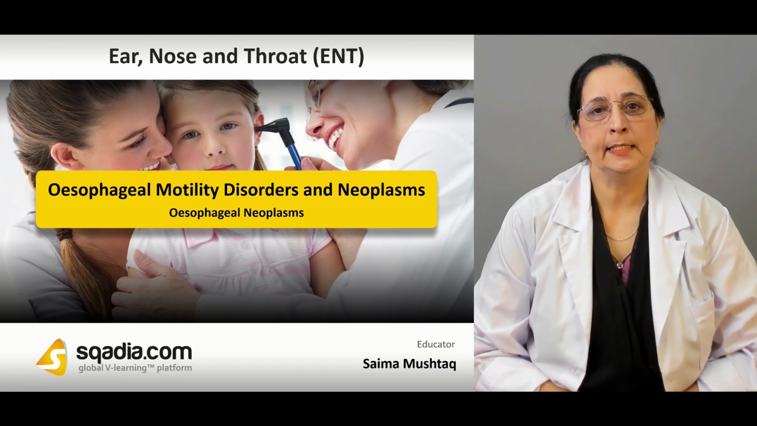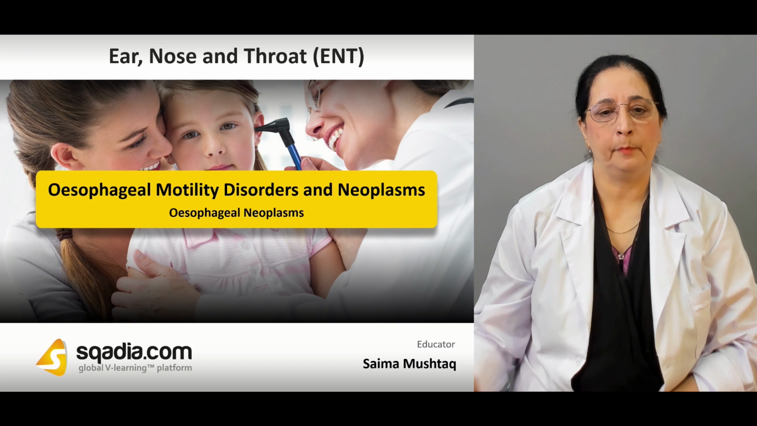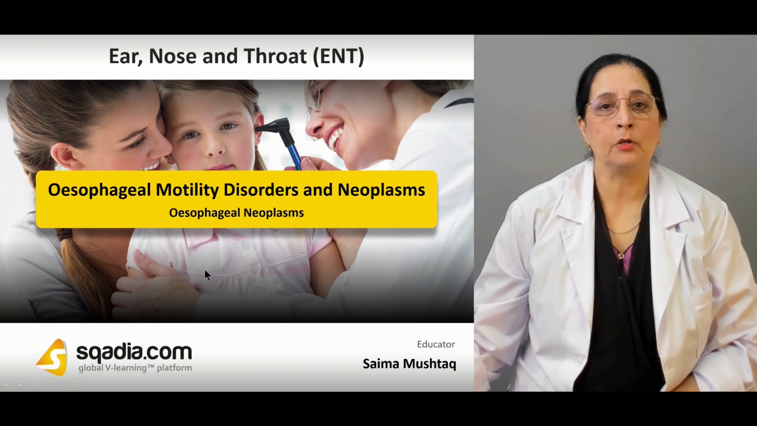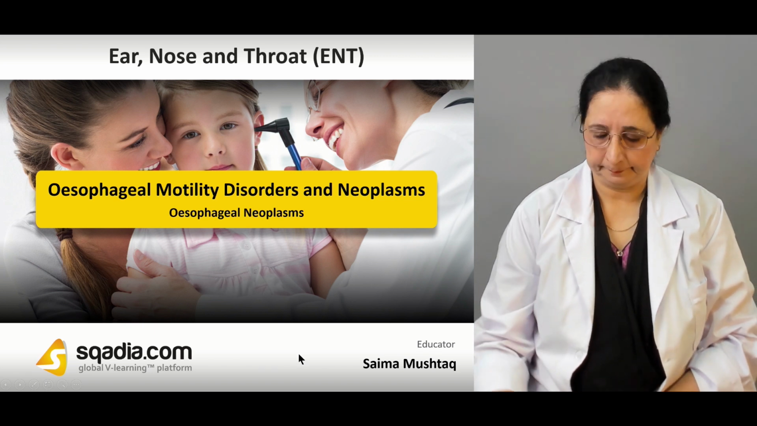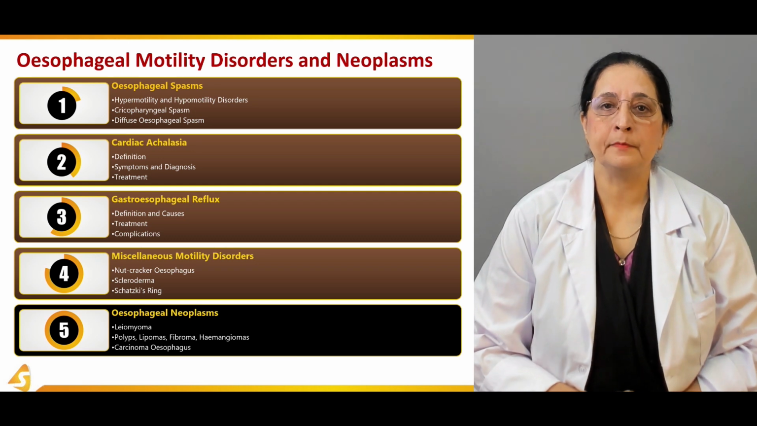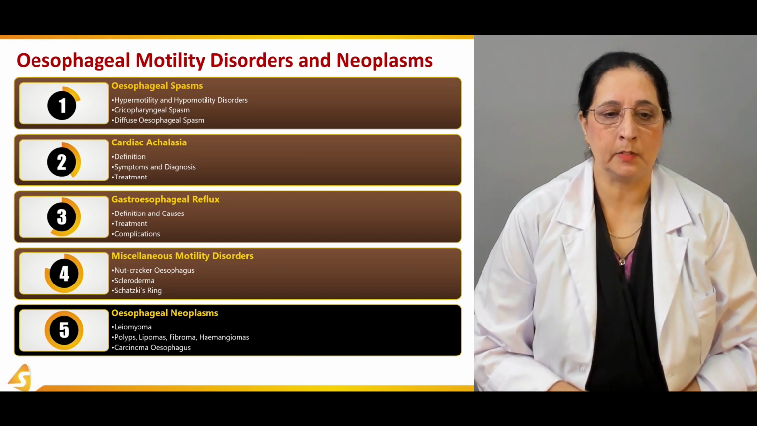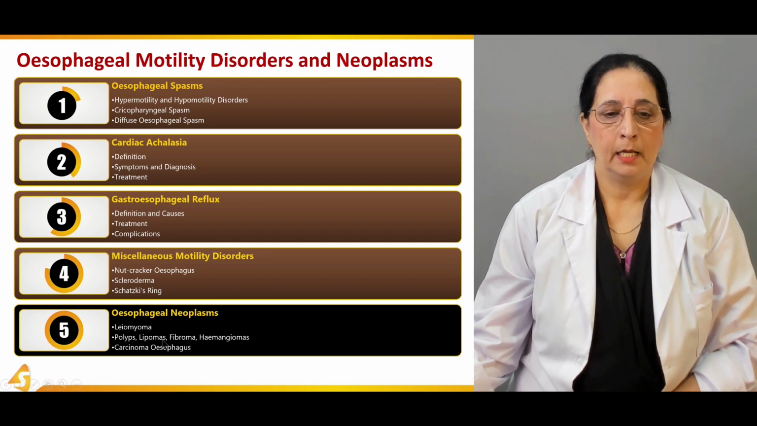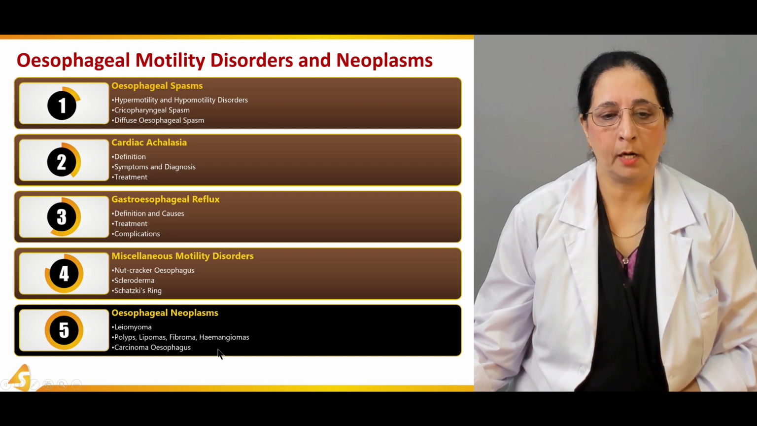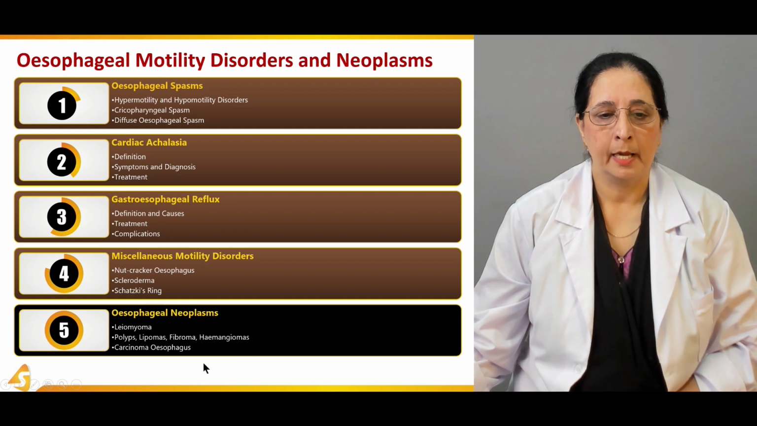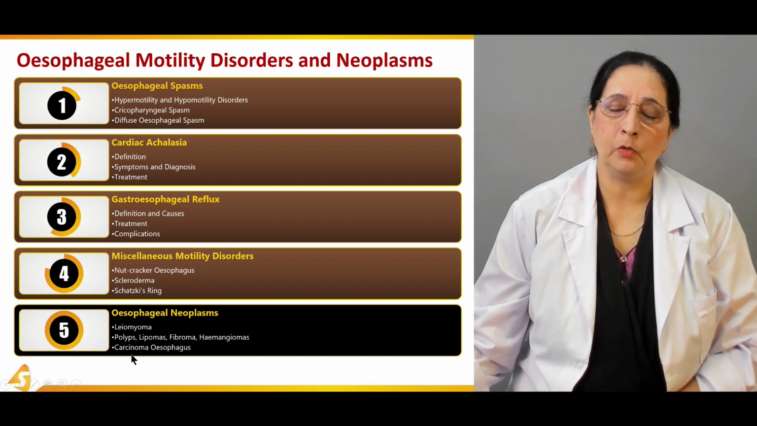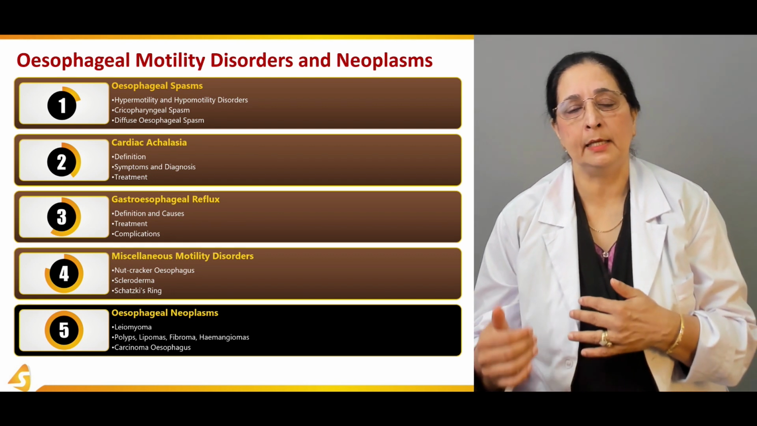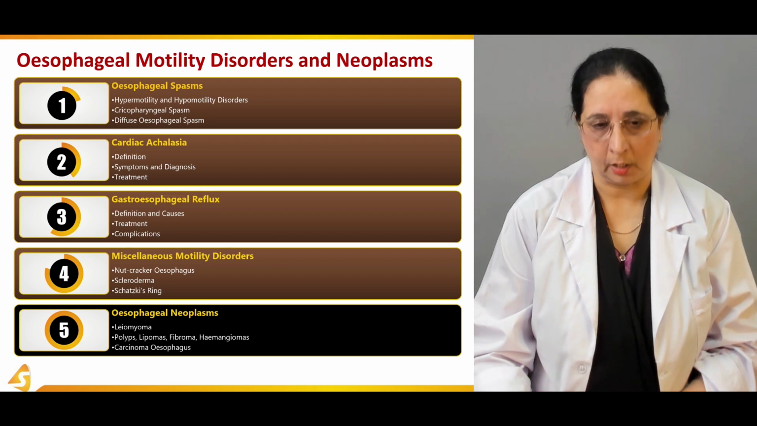In the fifth and final section of our lecture, now we will talk about another topic of today's lecture, which is the esophageal neoplasm. Different neoplasms of the esophagus which we will discuss today will be the leiomyoma, polyps, lipoma, fibroma, and haemangiomas. And then we will talk about the carcinoma of the esophagus. So both benign tumors of the esophagus and then the carcinoma we will talk about.